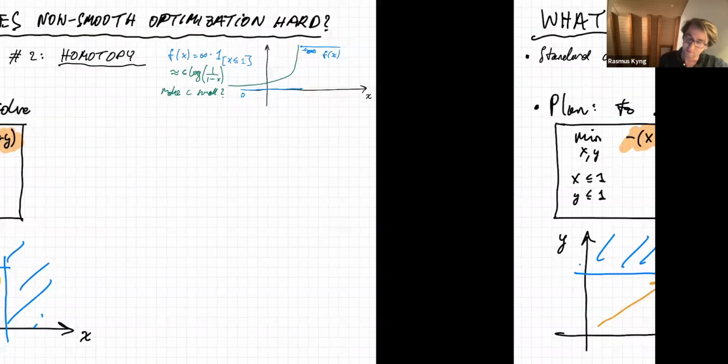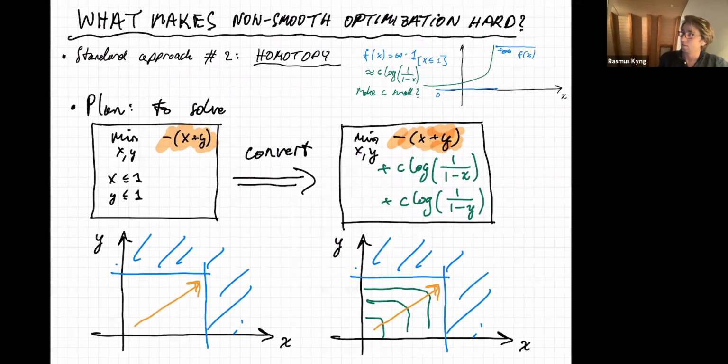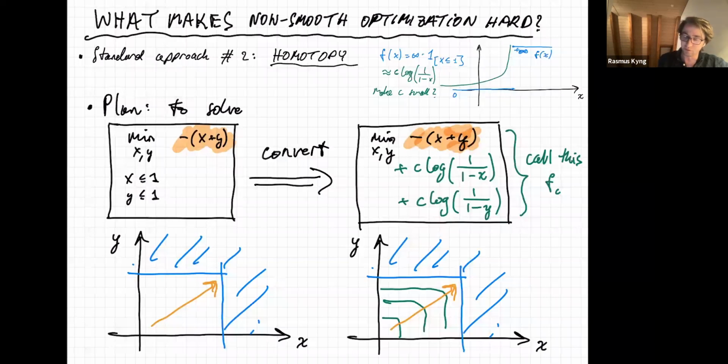Okay. So now we're going to convert that. We get rid of the constraints, and then we add functions that blow up to infinity at the boundary, 1 for each of these 2 constraints. And then these functions give us these green curves here of constant value. As we get closer and closer to the boundary, there'll be more and more of them. Okay. And we're going to call that whole function fc, where c is the scaling that we're currently doing in front of the barrier that blows up to infinity.